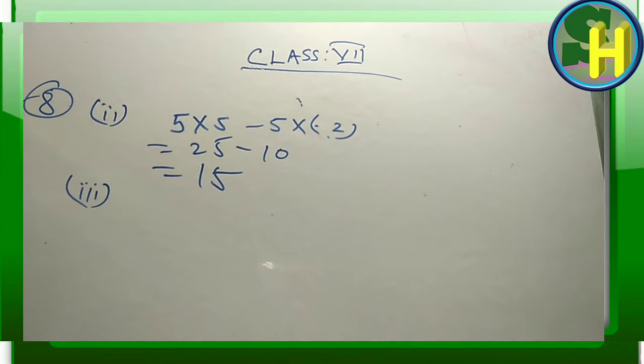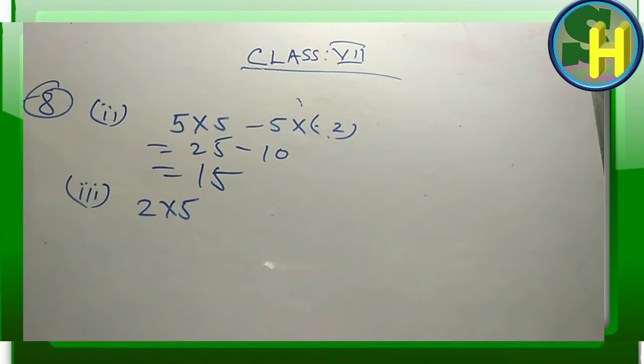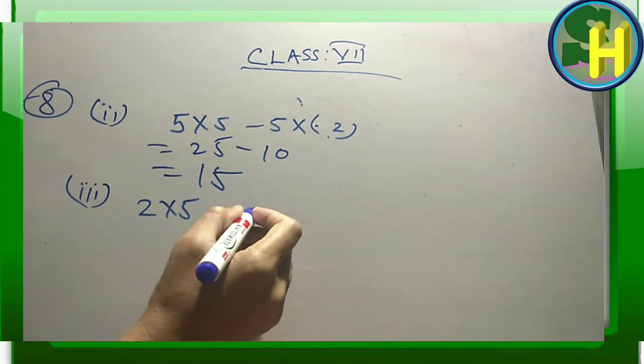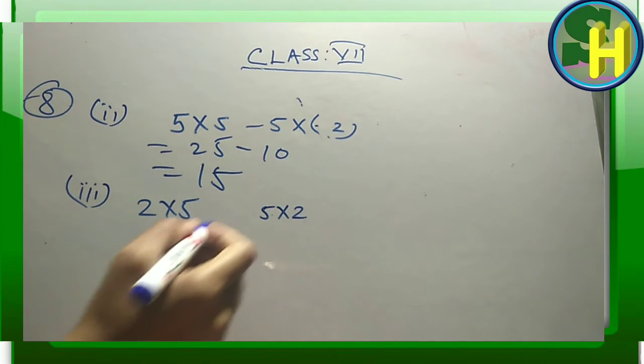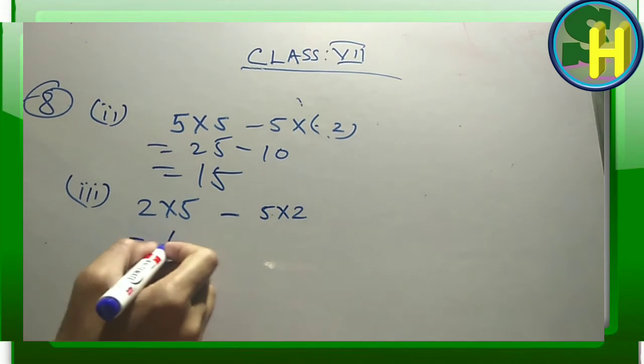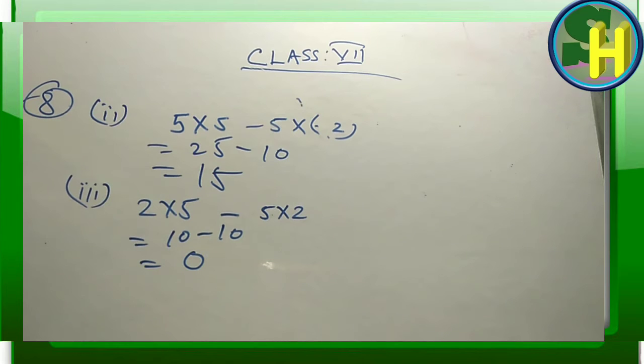Hena gets 2 correct and 5 incorrect answers. What is her score? 2 correct means 2 into 5, and 5 incorrect means 5 into 2. So this is a deduction. So 10 minus 10 equal to 0. Clear?